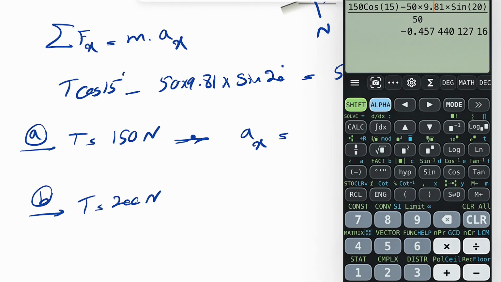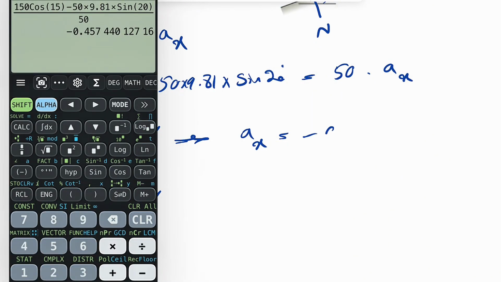So we're going to get a negative value for the A part, so negative 0.457 meter per second squared, and the negative sign shows that it's going to go down the incline, so the box is going to move in this direction.